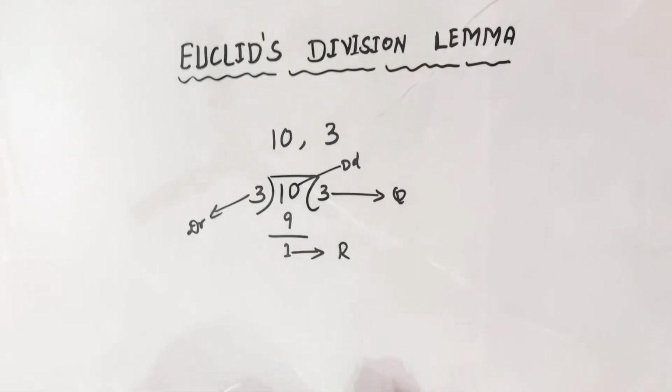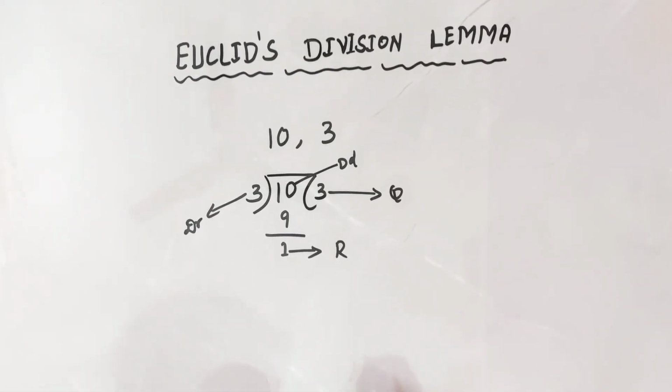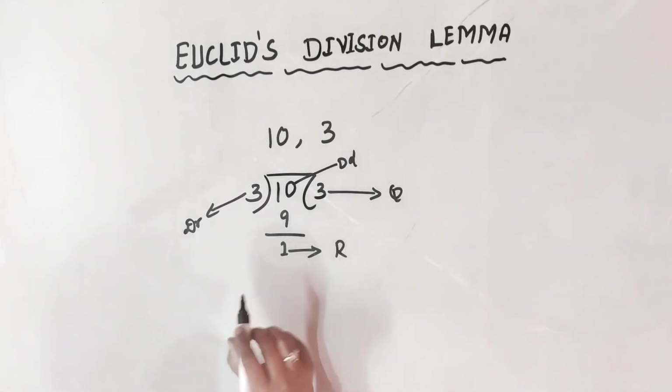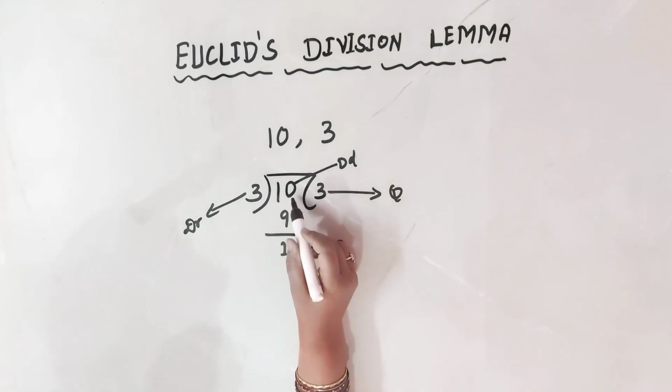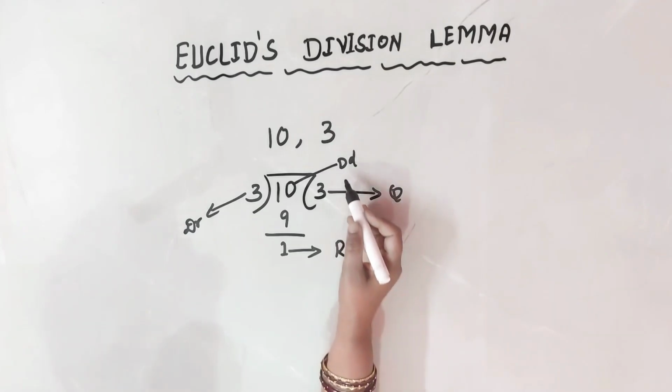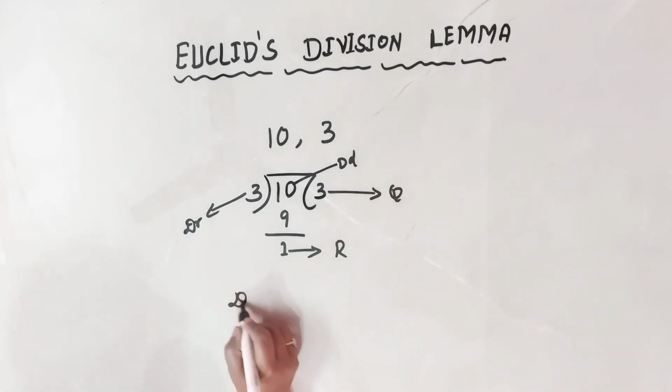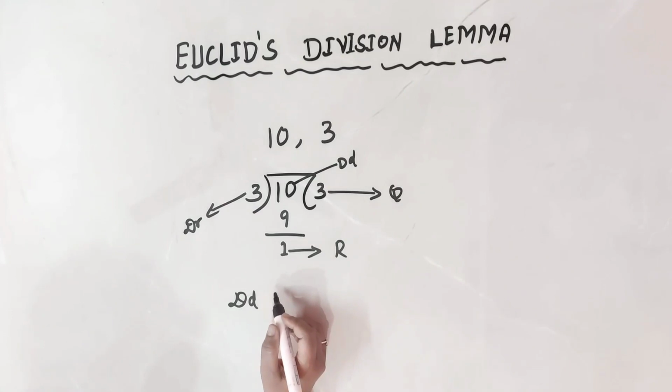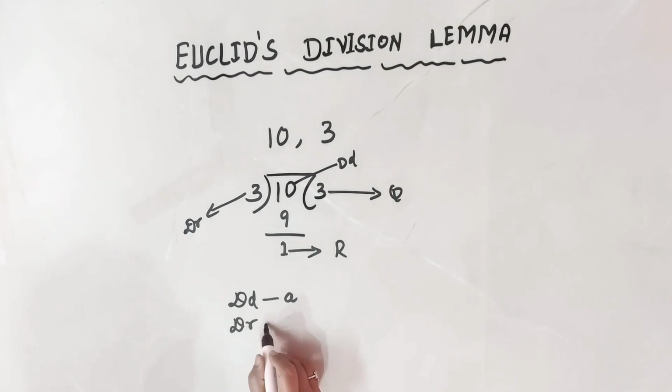I think you are recalling your memory. Like this we used to call each term of this division. The same thing we call here: dividend, divisor, quotient and remainder. In this division lemma, we take the dividend as A, the divisor as B, the quotient as Q, and the remainder as R. I hope you are following.